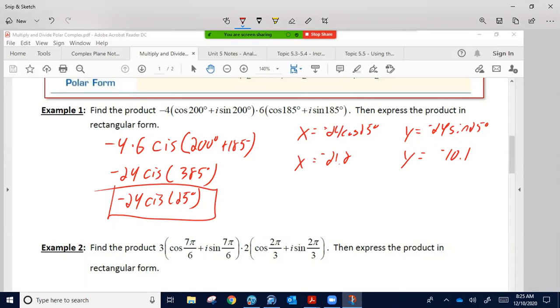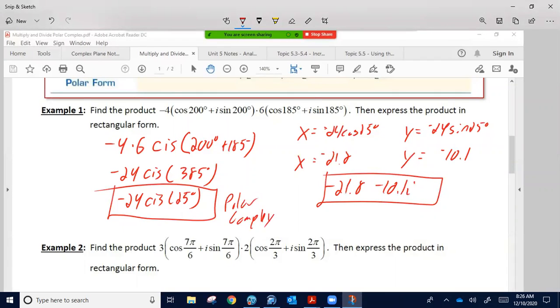Don't write that as an ordered pair. X is the real number, -10.1 is the imaginary. -21.8 minus 10.1i. So this is polar complex. This is rectangular complex. So two things, multiply the radius, add the angles if you have polar complex numbers.